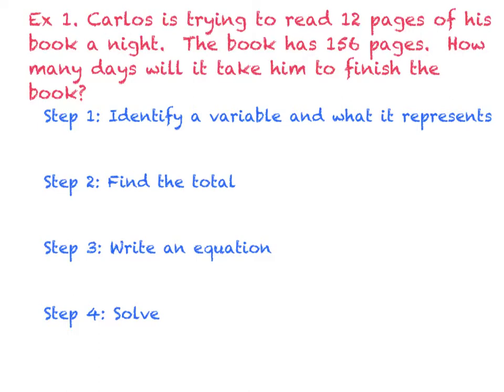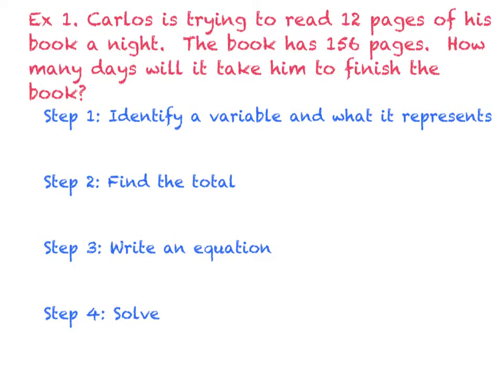So Carlos is trying to read 12 pages of his book a night. The book has 156 pages. We want to find how many days it will take him to finish the book. Now some of you, as we've gone over problems like this before, are probably already thinking about how you go about solving and finding the answer. But what we have to remember is that our first objective is to write an algebraic equation with a variable identified in it, and then we're going to solve. So just finding an answer is not going to be sufficient for us now.